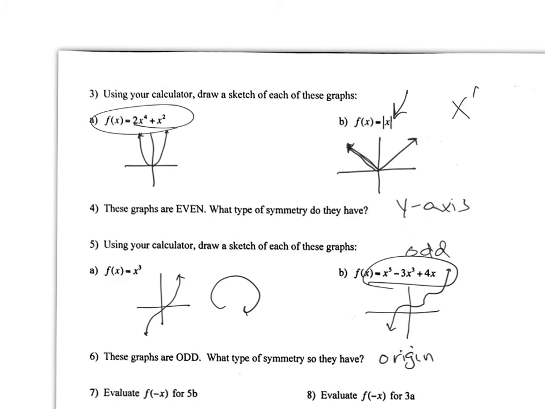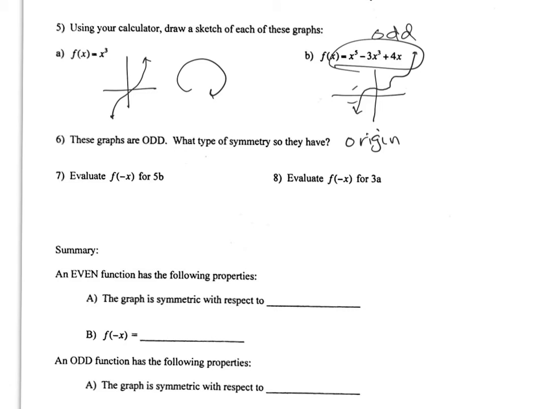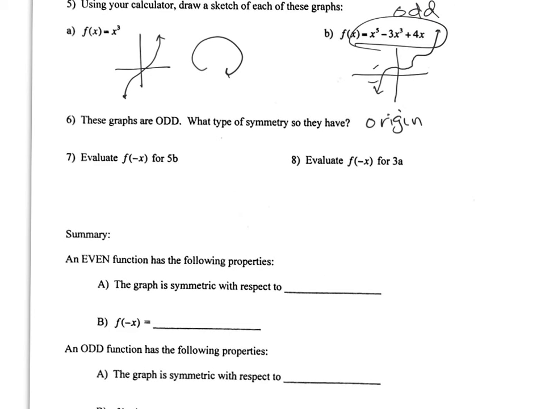You're going to get fooled on some of these that are not just polynomials like we have for A and B, the ones that I circled. Those are polynomials, which is why you can tell. When you have other graphs, it gets a little crazier. So be careful. So the best way to do it is, of course, algebraically. So we're going to evaluate f of negative x, or plug in a negative x for 5b.